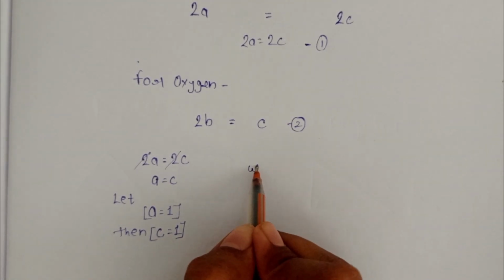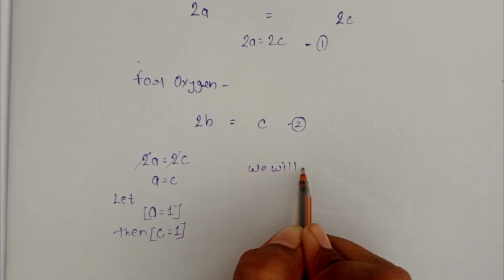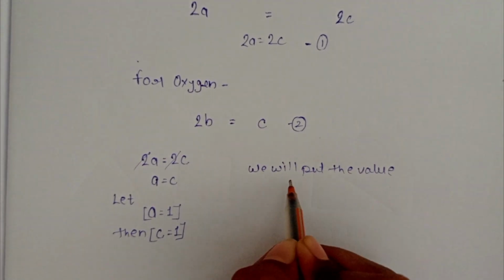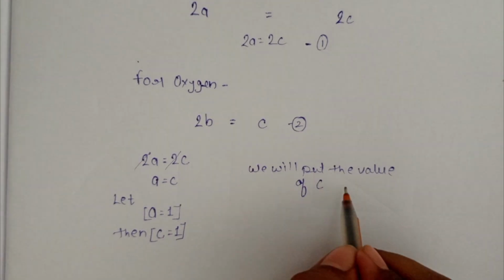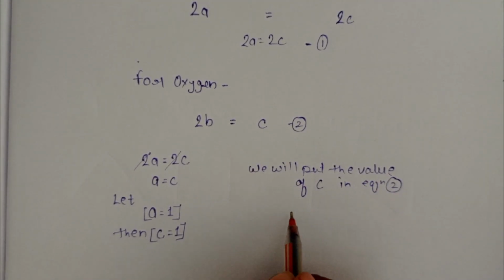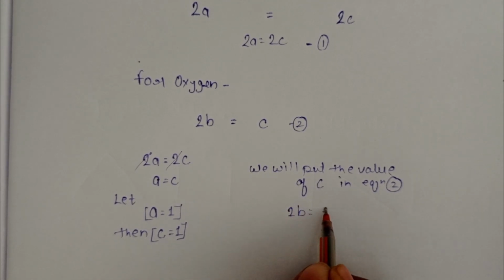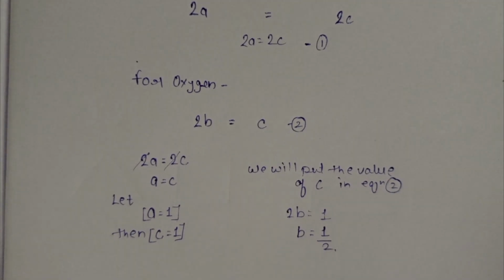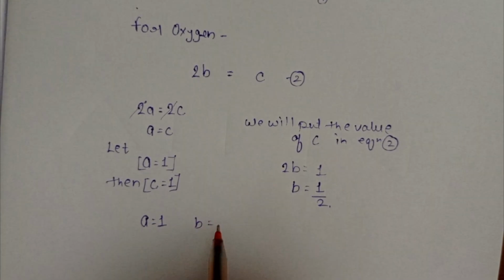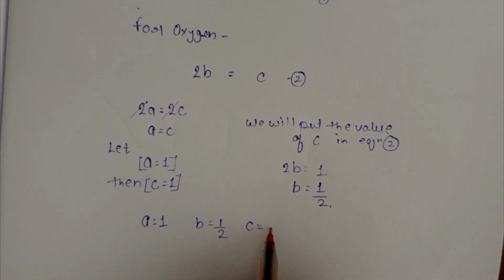For now, we will put the value of C in equation number 2. So what do we get? 2B is equal to 1, which means B is equal to 1 by 2. Now we have all the coefficients: A is equal to 1, B is equal to 1 by 2, and C is equal to 1.